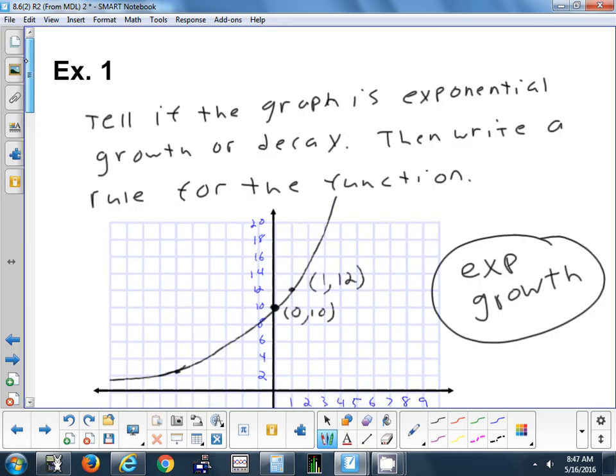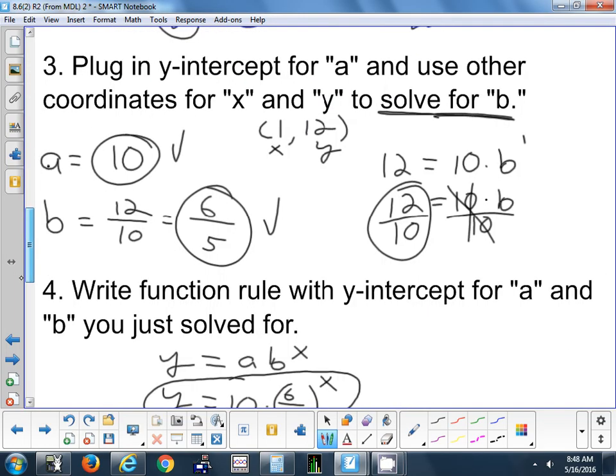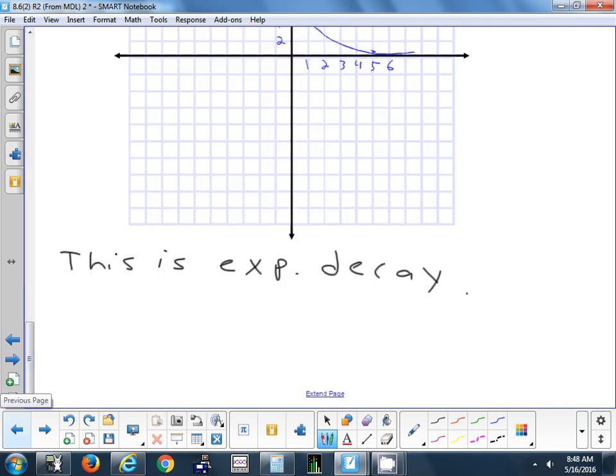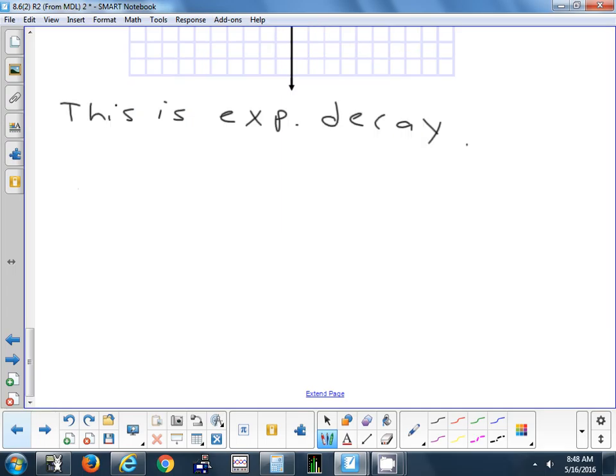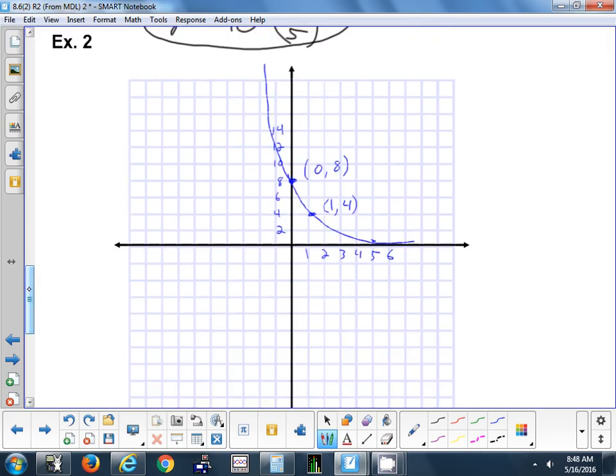All right, so we answered the first half. Now, the second half says write a rule for the function. Okay, somebody remind me again, what's my formula? We've been using it a lot. Y equals A times B. Good. Y equals A times B to the x. And the two letters I need to figure out here are A and B. Let's start with A. Okay. Looking at that graph, anyone think they can tell me what A is?